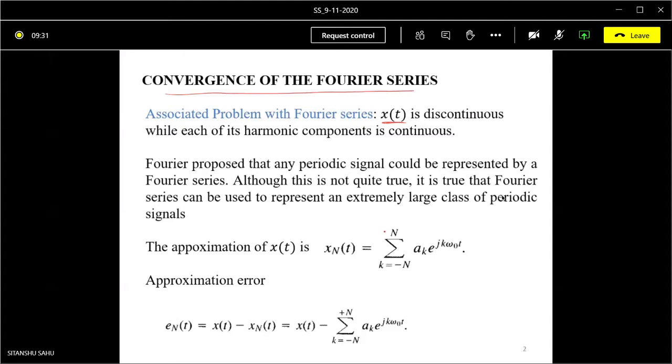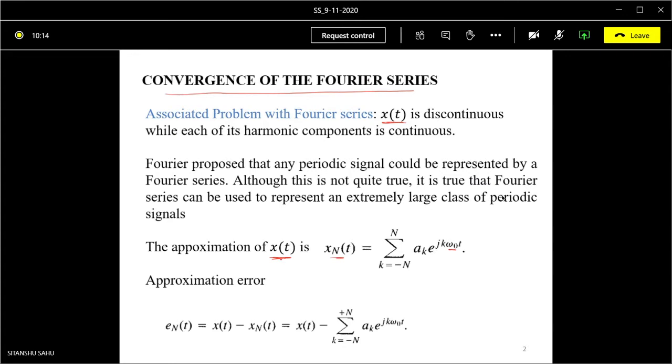Okay. So if you look at this approximation of x(t) with the help of Fourier series, I can write x_N(t) as the summation from k equal to minus N to N of a_k e to the power j k omega_0 t, where omega_0 is the fundamental frequency, and its harmonic is multiplied with k, that is k omega_0. So with multiple harmonic sinusoidal components associated with their Fourier coefficients, if you add them together, that gives me the approximation of x(t), right?